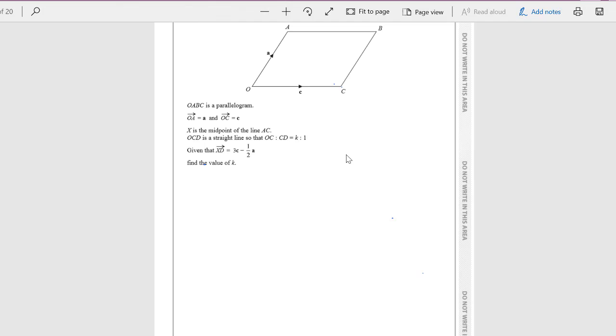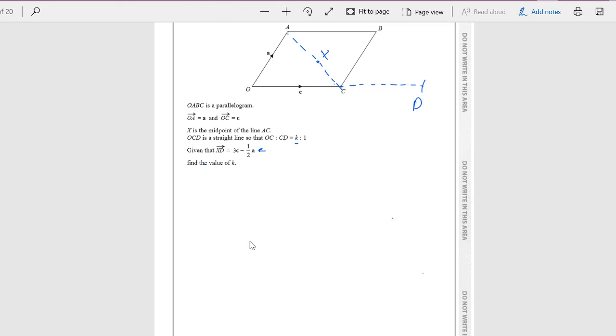Okay, question 19. So this is a bit of a long question, but let's work through it. So we have this parallelogram. It tells us that X is the midpoint of the line AC. So I'm just going to put X there. And it says that OCD is a straight line. So OC, and then I'm going to just put point D there. And it gives us XD equals this. And it wants us to find the value of k here.